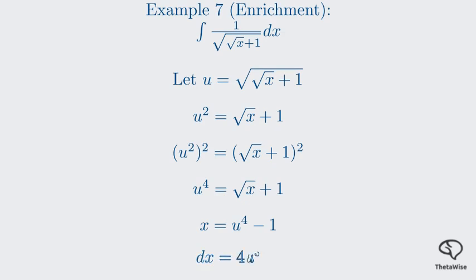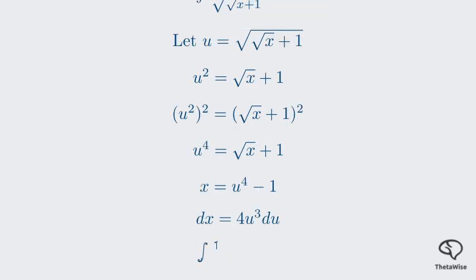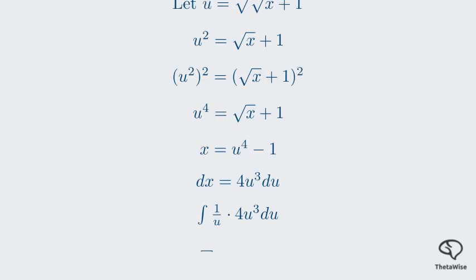This is our full substitution kit. We replace the denominator with u and dx with 4u cubed du. Substituting these into the integral, we get the integral of 1 over u times 4u cubed du. This simplifies dramatically to the integral of 4u squared du. This is a testament to the power of a strategic substitution.